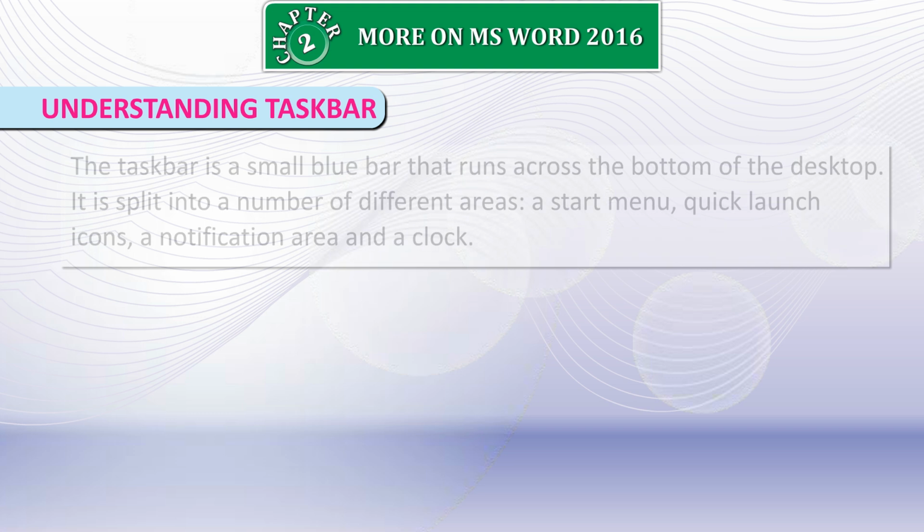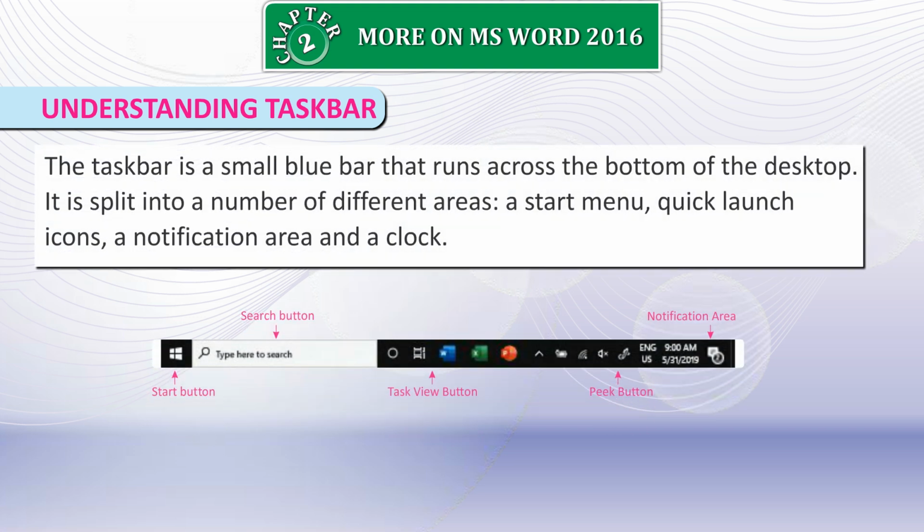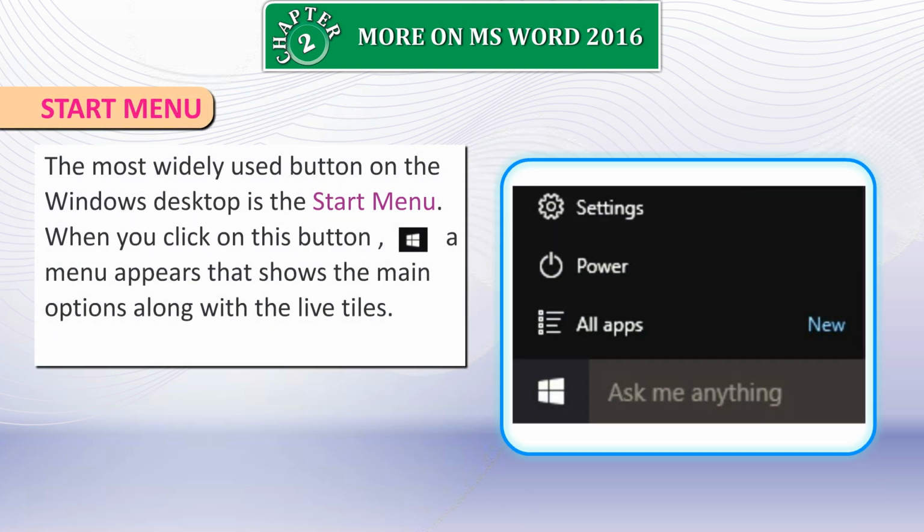Understanding Taskbar. The taskbar is a small blue bar that runs across the bottom of the desktop. It is split into a number of different areas: a start menu, quick launch icons, a notification area, and a clock.